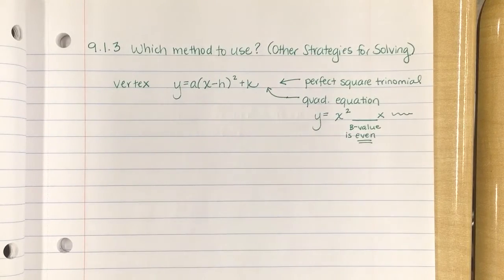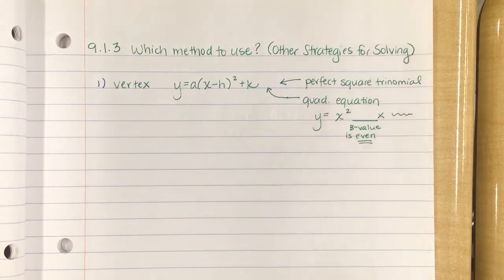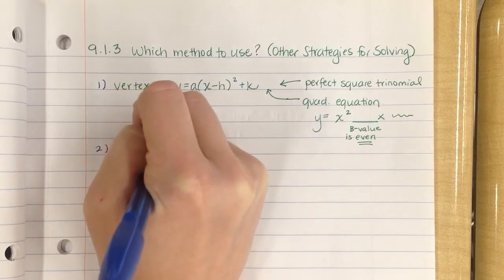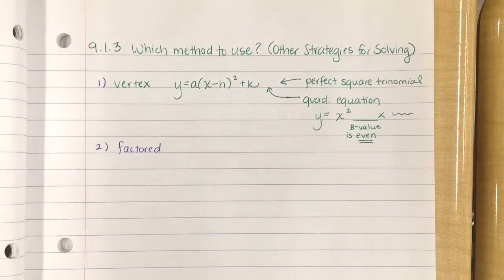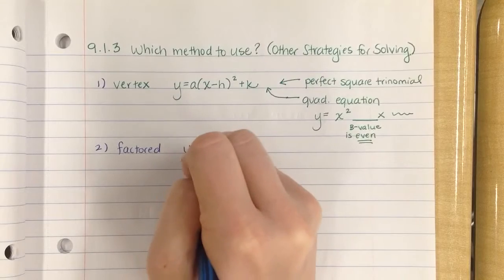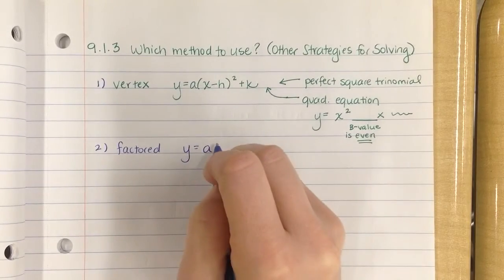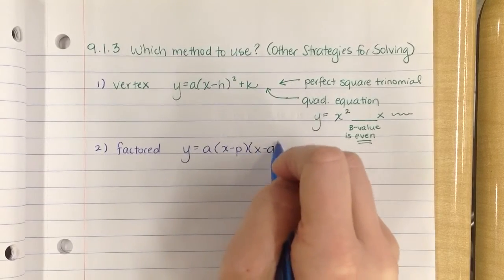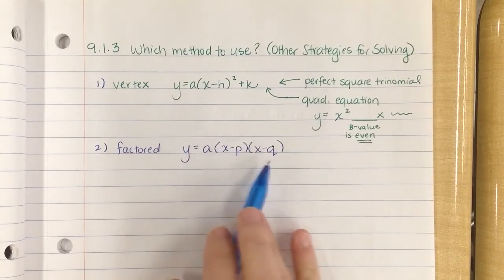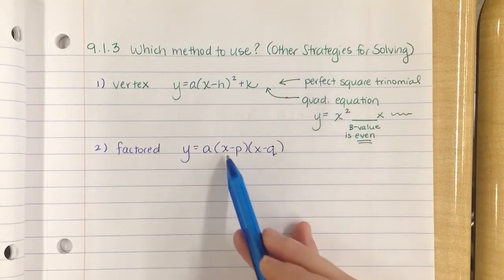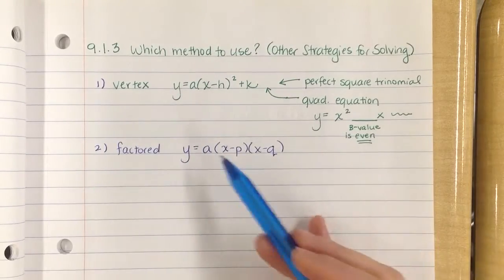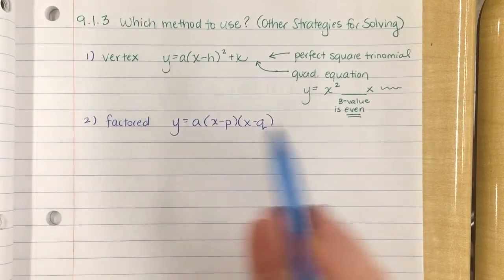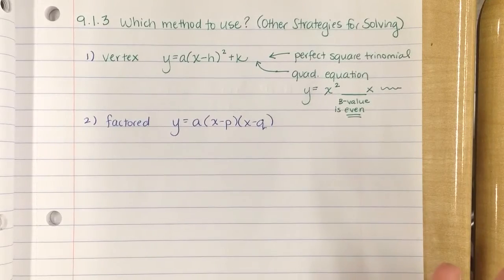The second method would be to put it into factored form. Now, the only way we can really put it into factored form is if the equation is factorable. Factored form looks like this. We have y equals a on the outside still, times (x minus p) times (x minus q). What you'll notice here about factored form is that there are two separate sets of parentheses, which means there are two separate sets of roots, or two real roots for this parabola. So again, the only way to use factored form is if the equation actually is factorable.